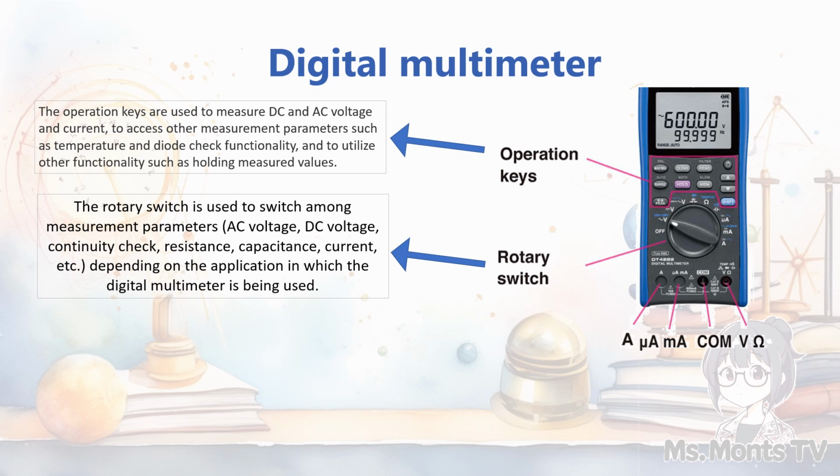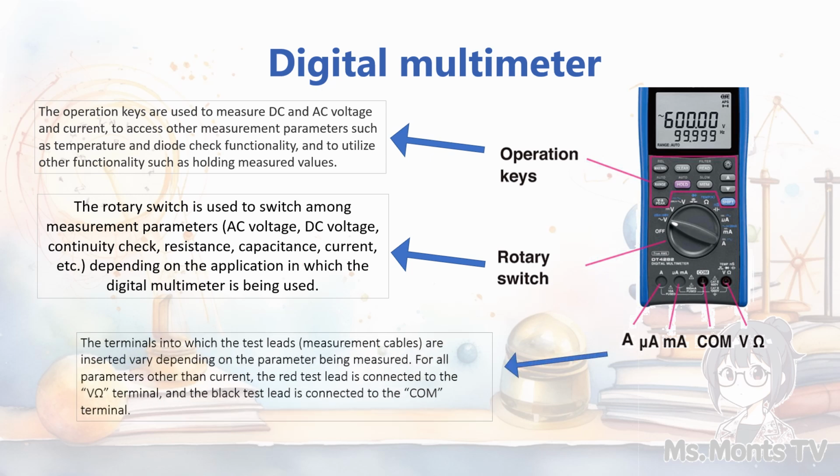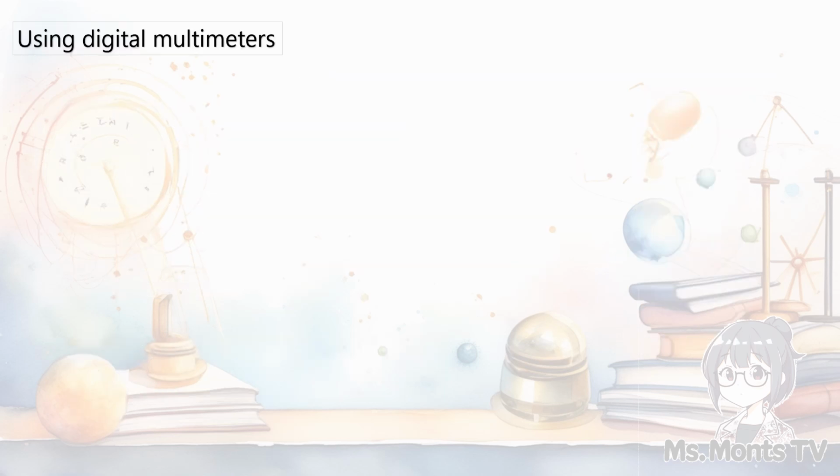Some examples of digital multimeter don't have operation keys because it will automatically convert an AC or a DC voltage. And we have terminals where you put your positive and the negative test lead.